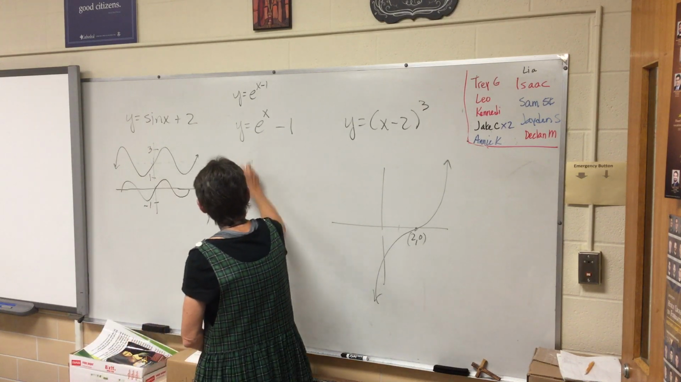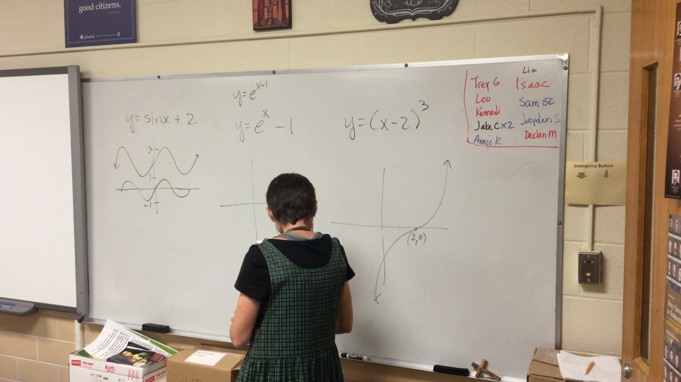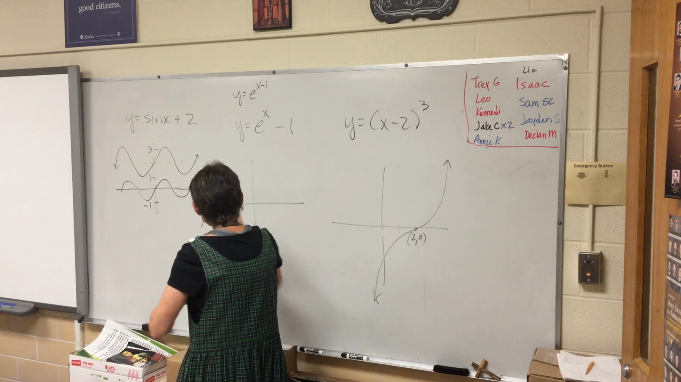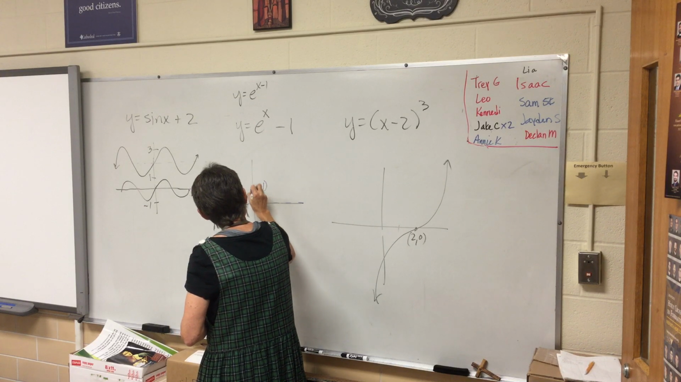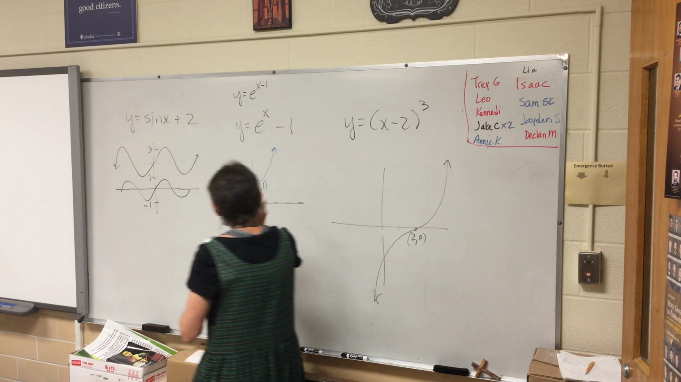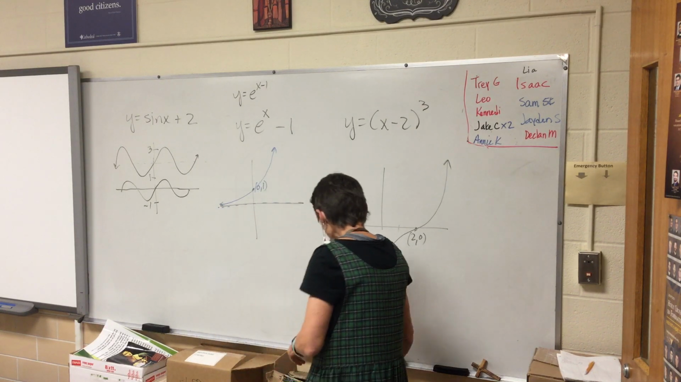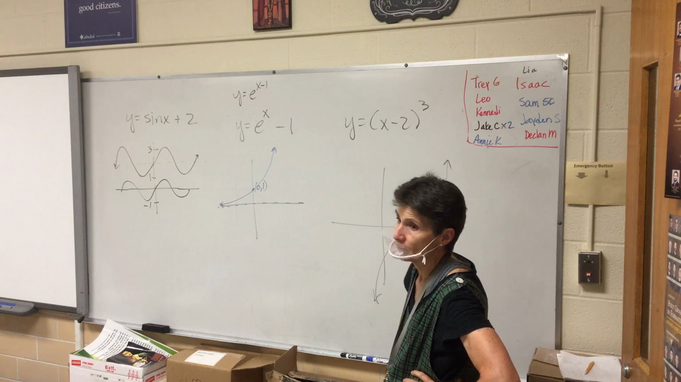So my basic curve, this is our exponential. The basic curve has an asymptote here, goes through 1. So the blue, this is not the answer. The blue is the base curve. That's what I have memorized. That's my exponential.